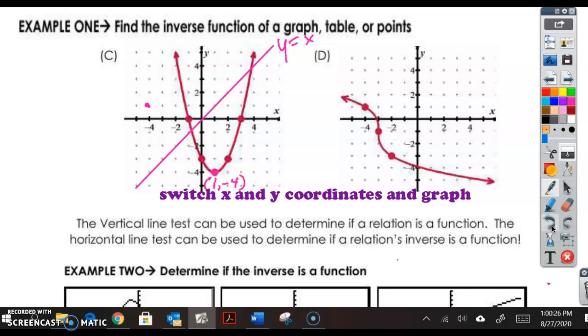All right, so let's go to the other ones. We've got (2, -3), and that should be (-3, 2). And then we've got (3, 0), and that should be (0, 3).